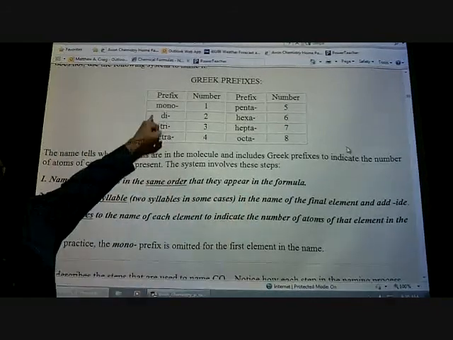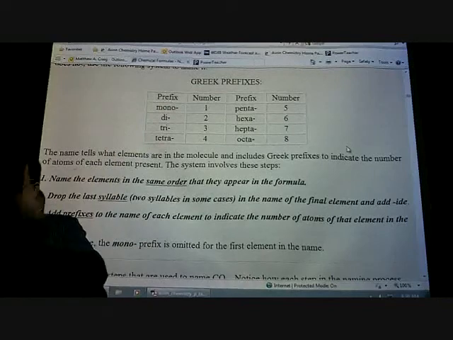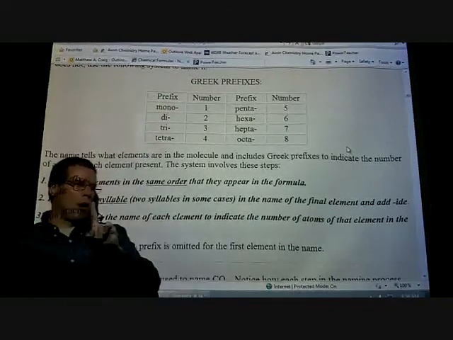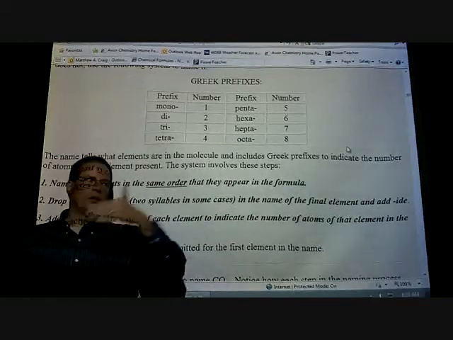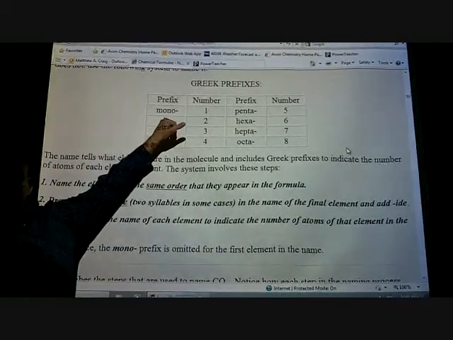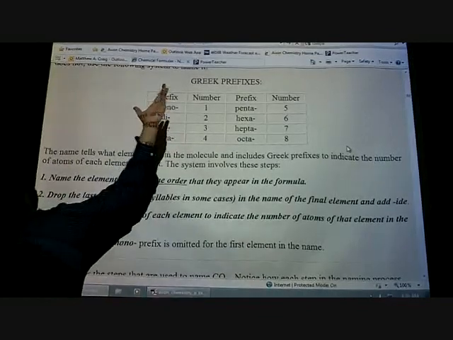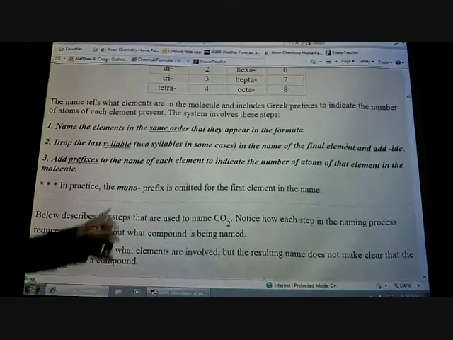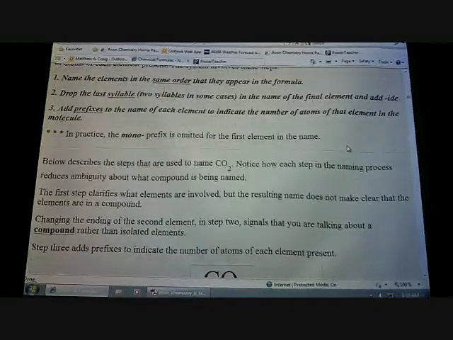Okay, if there's at least one for that, then we just drop the mono on the first element only. Same thing with the CO2 for carbon dioxide. We don't call it monocarbon dioxide. But if we had more than one element for the first one, then we have to tell everybody how many we have. Okay. So mono, we drop for the first element.